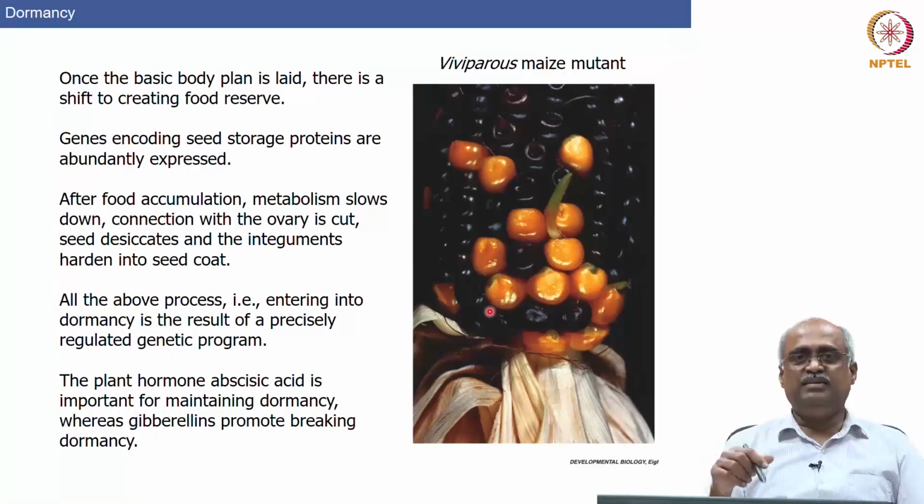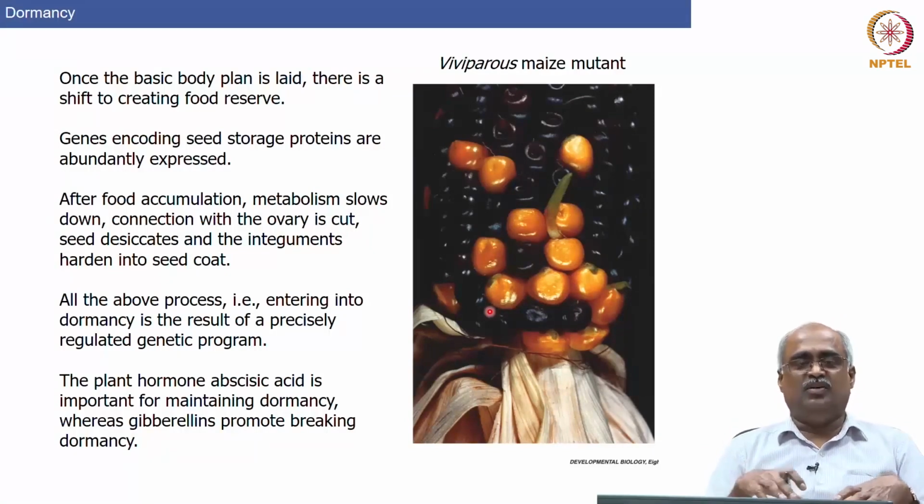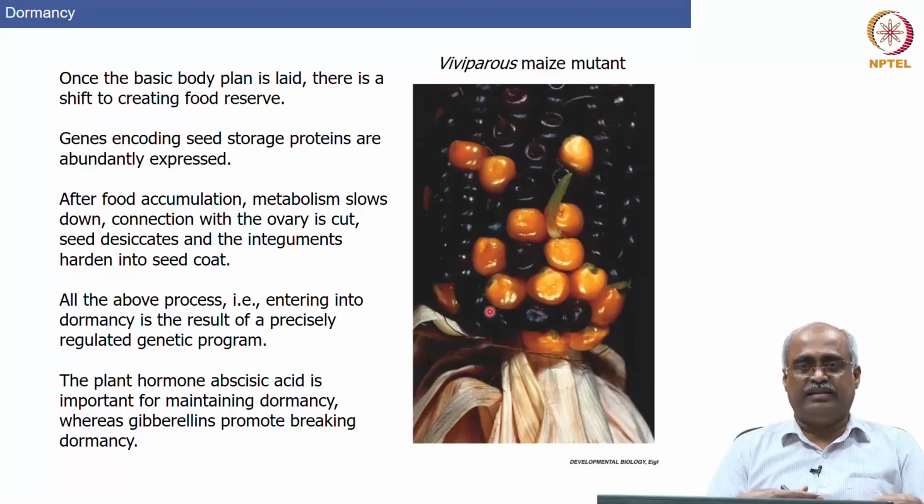Once the body patterning is established, if you want to draw a parallel with Drosophila, it's like segmentation of the embryo is done. Right after that, Drosophila will go into forming the other tissues and organs, and move on in development like that. But that doesn't happen in plants. Instead, plant development takes a break at this step. Once the body plan, that is the radial and axial patterning, is established, the next thing it does is start to produce food reserve.